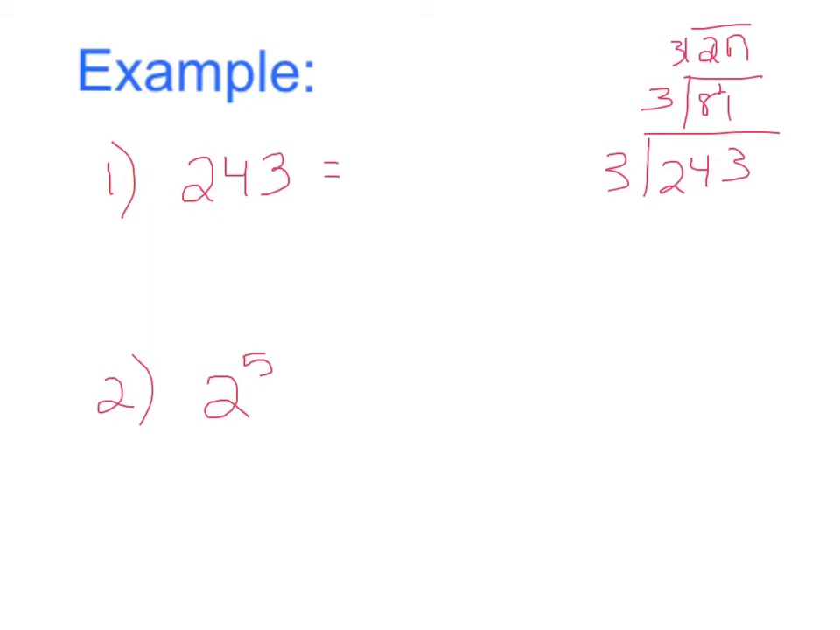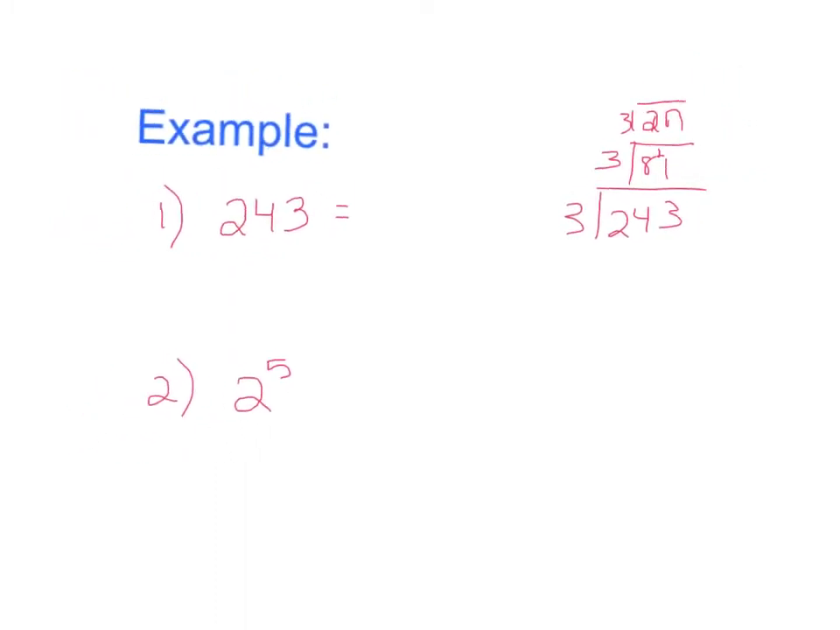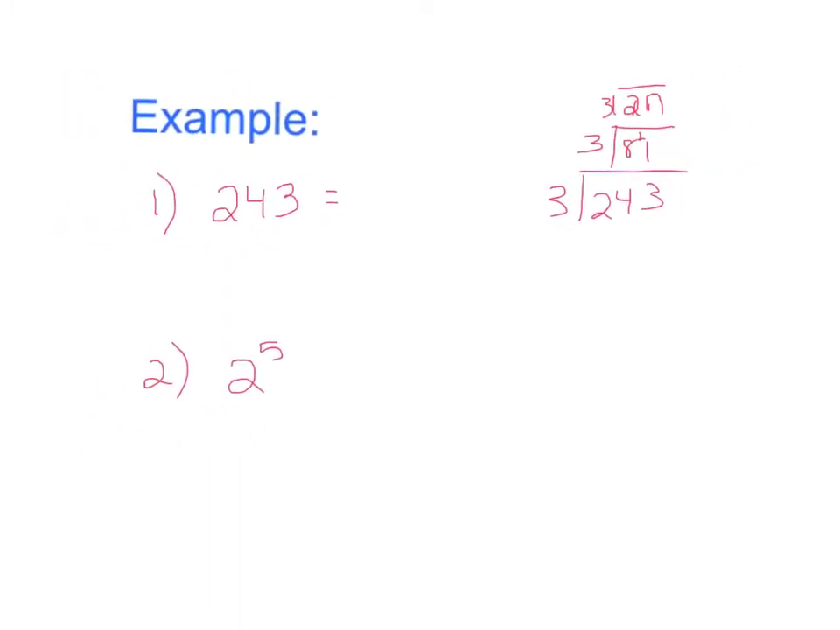Let me go ahead and bring this down a little bit further, just so I can write on it. 3 goes into 27 9 times. 3 goes into 9 3 times. So basically, 243 can be written as 3 times 3 times 3 times 3 times 3.